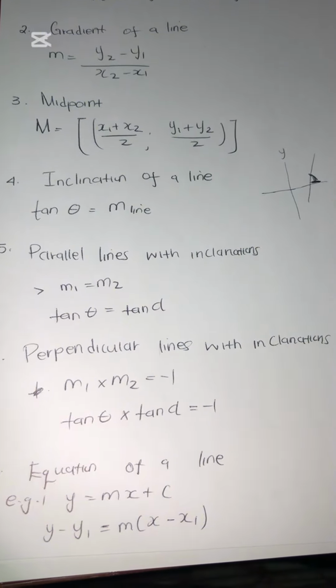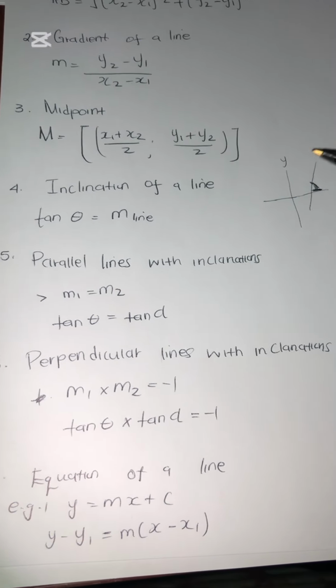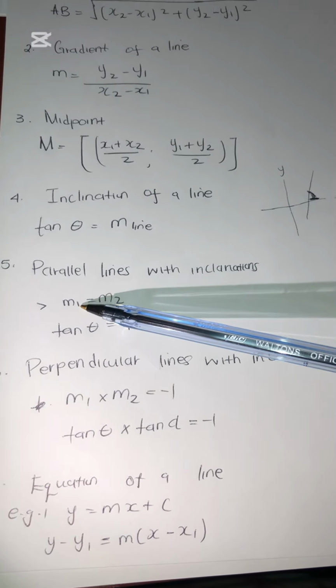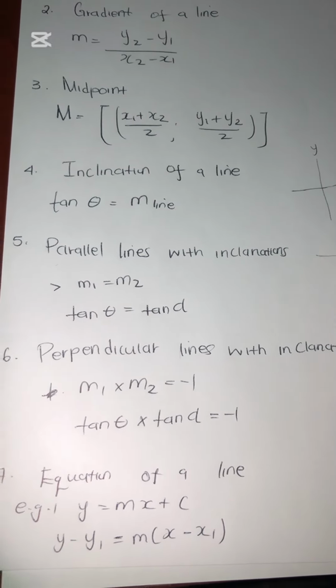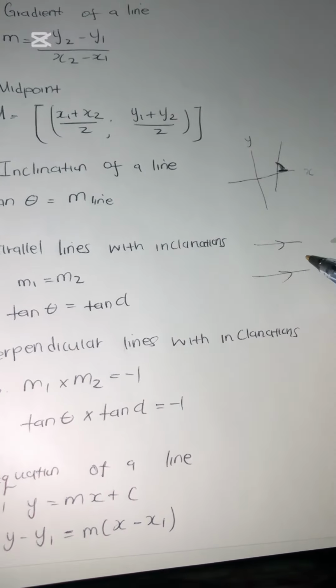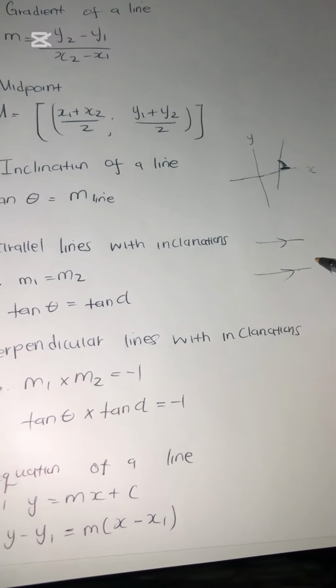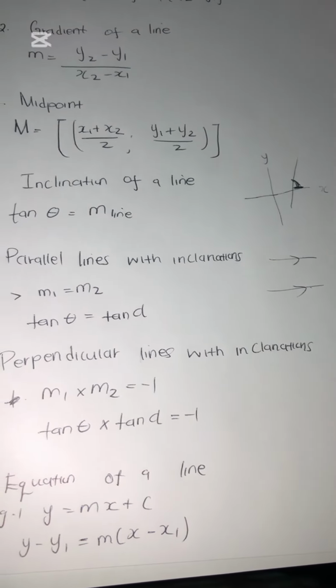We go to the parallel lines that have inclinations. Basically, we know that if you have parallel lines, the gradient of this line is equal to the gradient of this line, straight to the point.